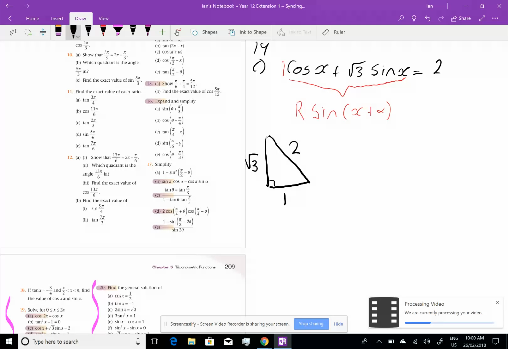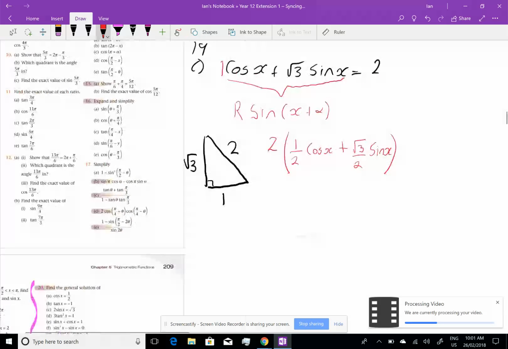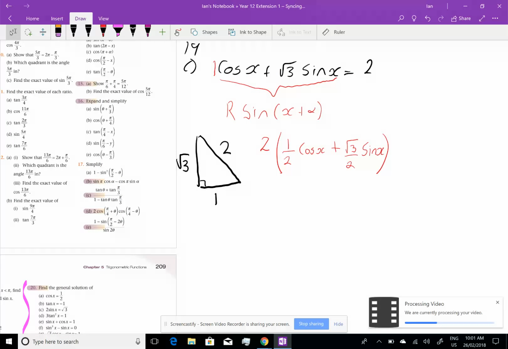And what you want to do is you want to get this 1 and this root 3 in terms of a trig ratio. But you can't do that unless you write them as a fraction. So I'm going to multiply by 2, and I'm going to go, well, that's 1 over 2 cos x plus root 3 over 2 sine x. Remember, this is just the left-hand side of this equation. It's just an expression. I'm rewriting that left-hand side as r sine. Now, I want that half.